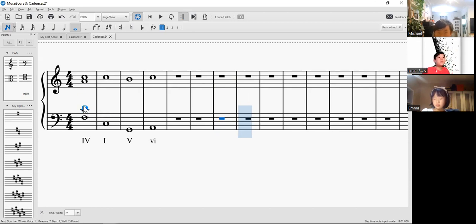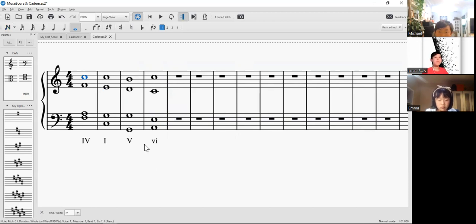What did I do wrong? I know what I did. Okay, and then we have to make sure that all the other voices go down and that we double the third in chord 6. Let's listen to this. We double the third in chord 6.